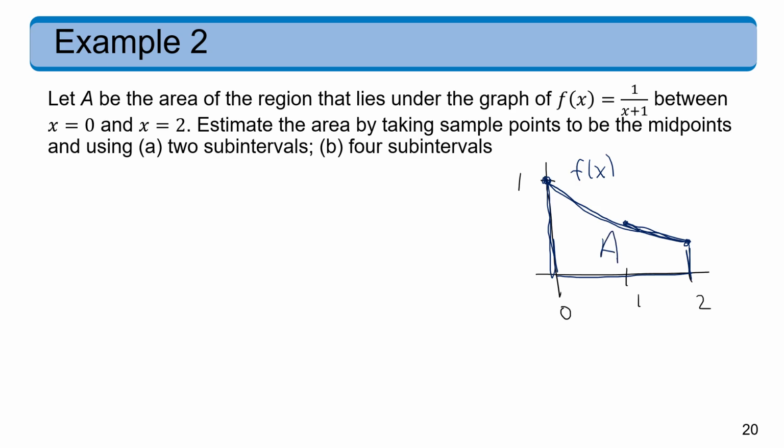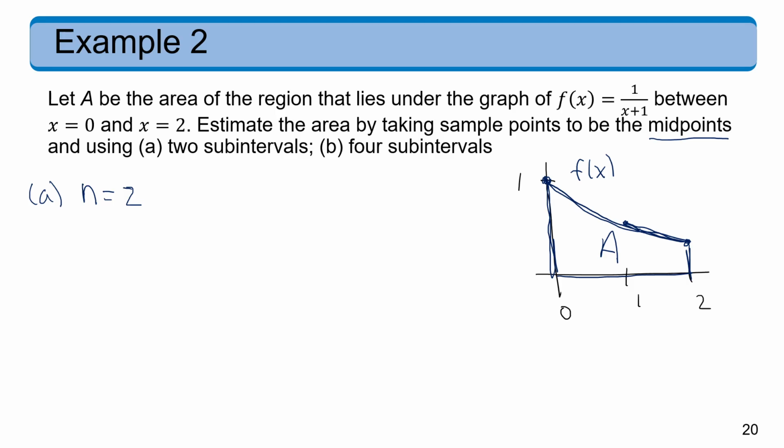Now in this example, we're only asked to estimate the area. We're not going to find it exactly. And we're told to use, for our sample points, the midpoints. So not a left or right endpoint, but midpoints. Then in part A, we're going to use 2 subintervals. In part B, 4 subintervals. So let's start in part A. We're using 2 subintervals, so that means n, the number of rectangles, which is the same as the number of subintervals, is going to be 2.